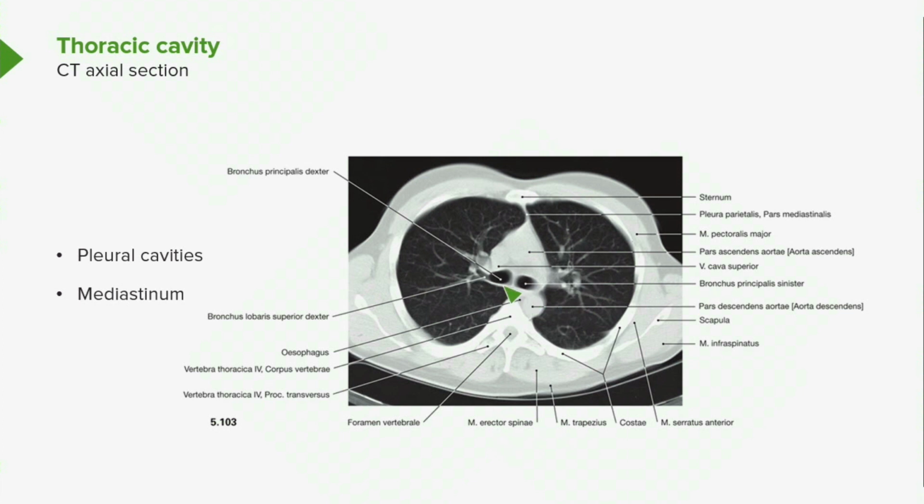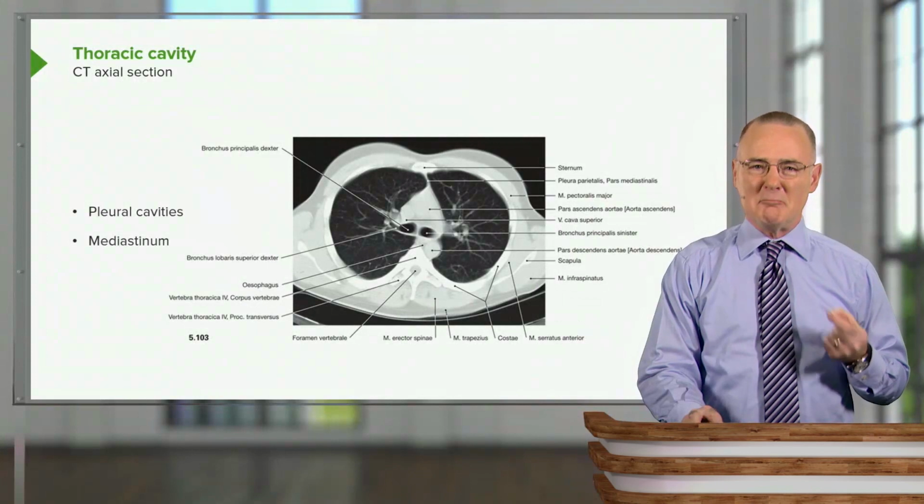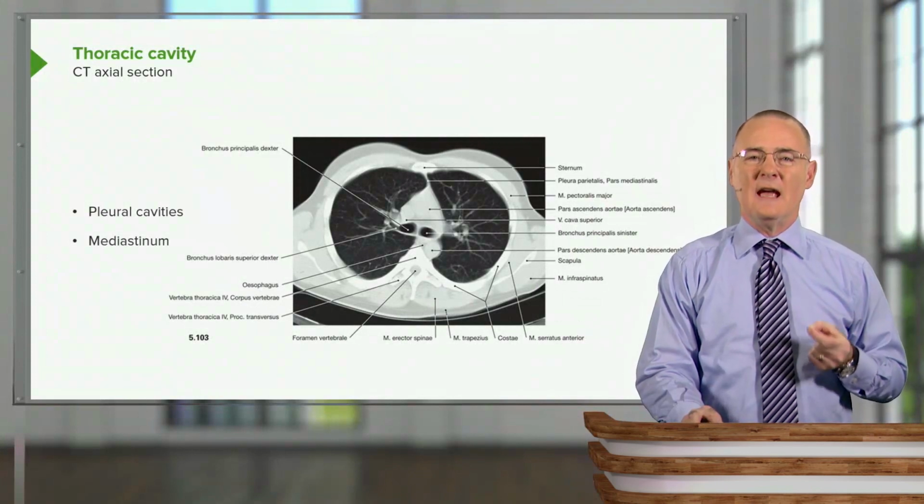And then if we take a look here and here, we see two luminal profiles, and the lumen of each one of these profiles is dark. That, by interpretation, means that these structures have air within them, and these then will represent the bronchi.